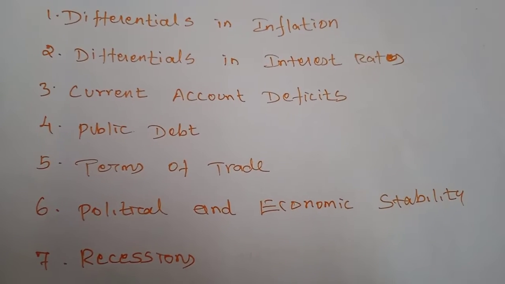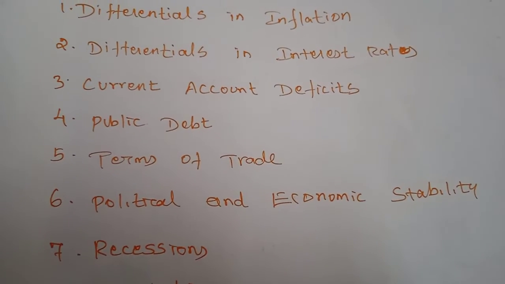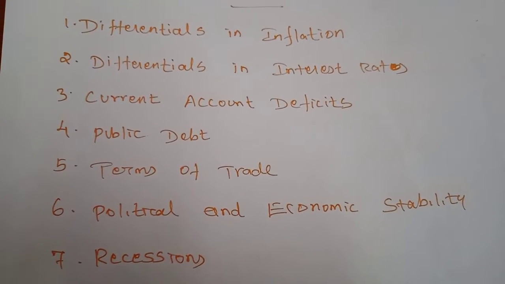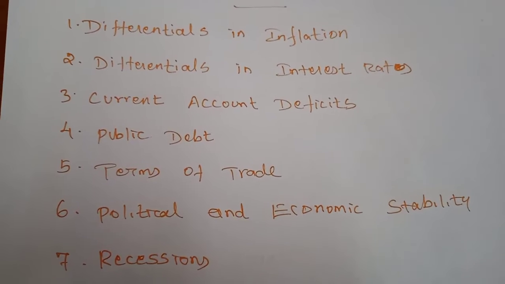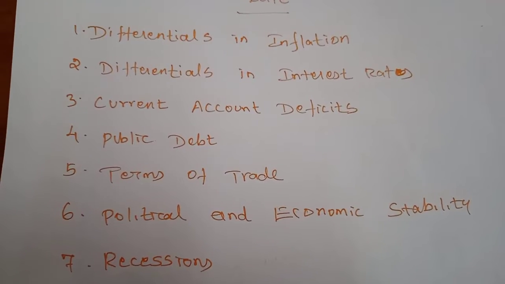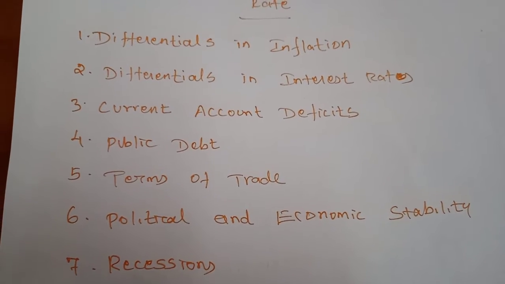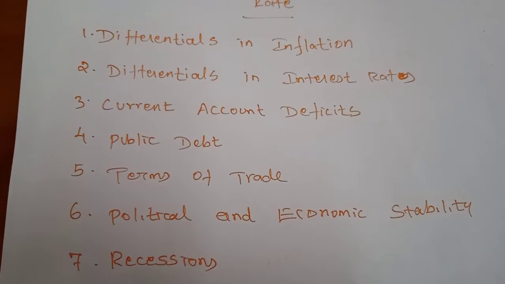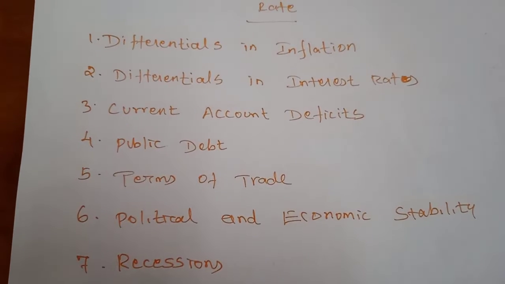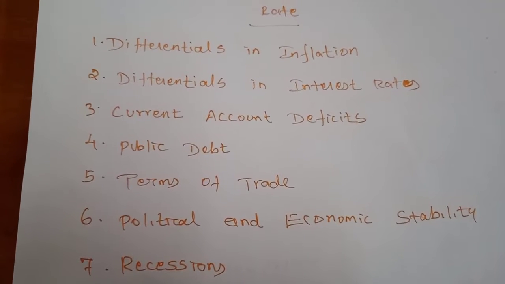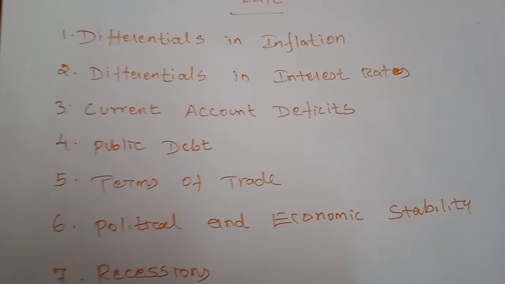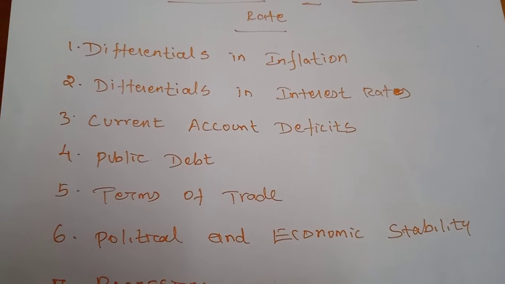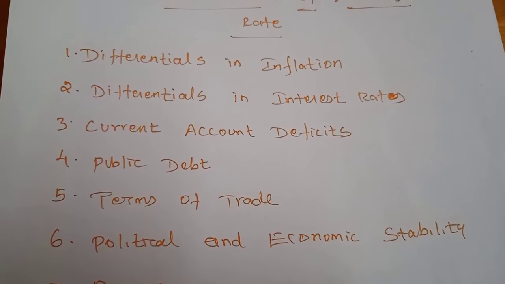Next, current account deficit. A deficit in the current account implies an excess of payments over receipts. So the country resorts to borrowing capital from foreign sources to make up the deficit. Excess demand for foreign currencies lowers a country's exchange rate. Whenever we have a current account deficit, our payments will be increased.